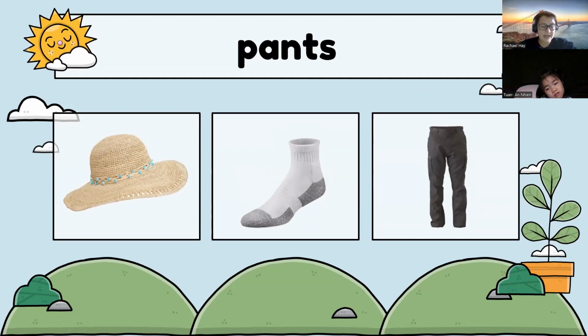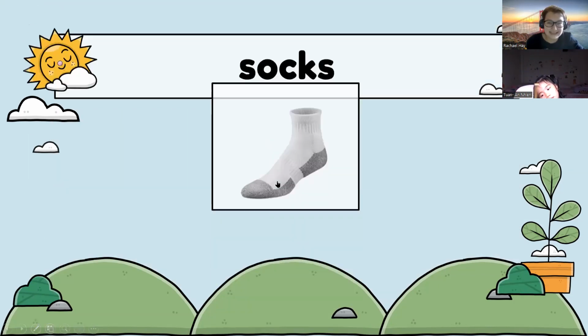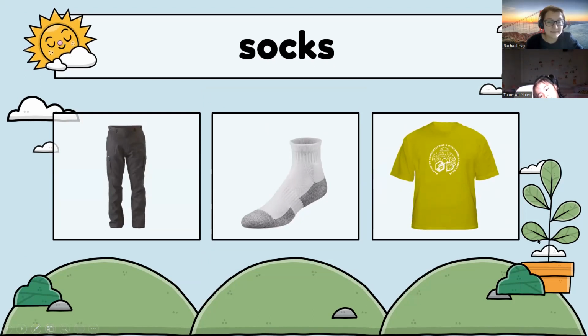Which one is pants? Pants is not one. Where are the pants? Can you try again? Pants is three. Yes, pants is three. Okay, where is the hat? Hat is one. Yes. Where are the socks? Socks is two. Good. Are you wearing socks? You've got socks. Good.